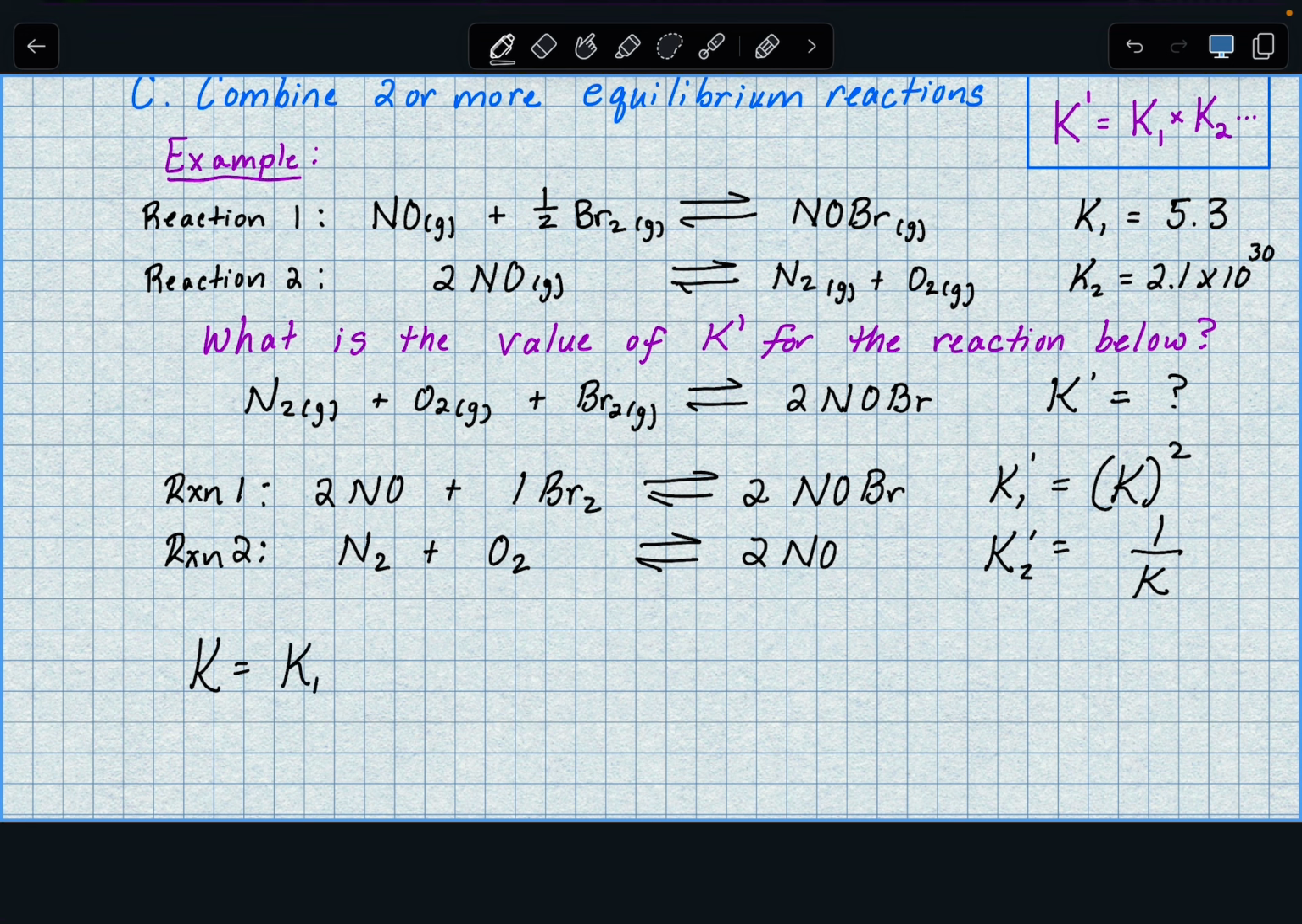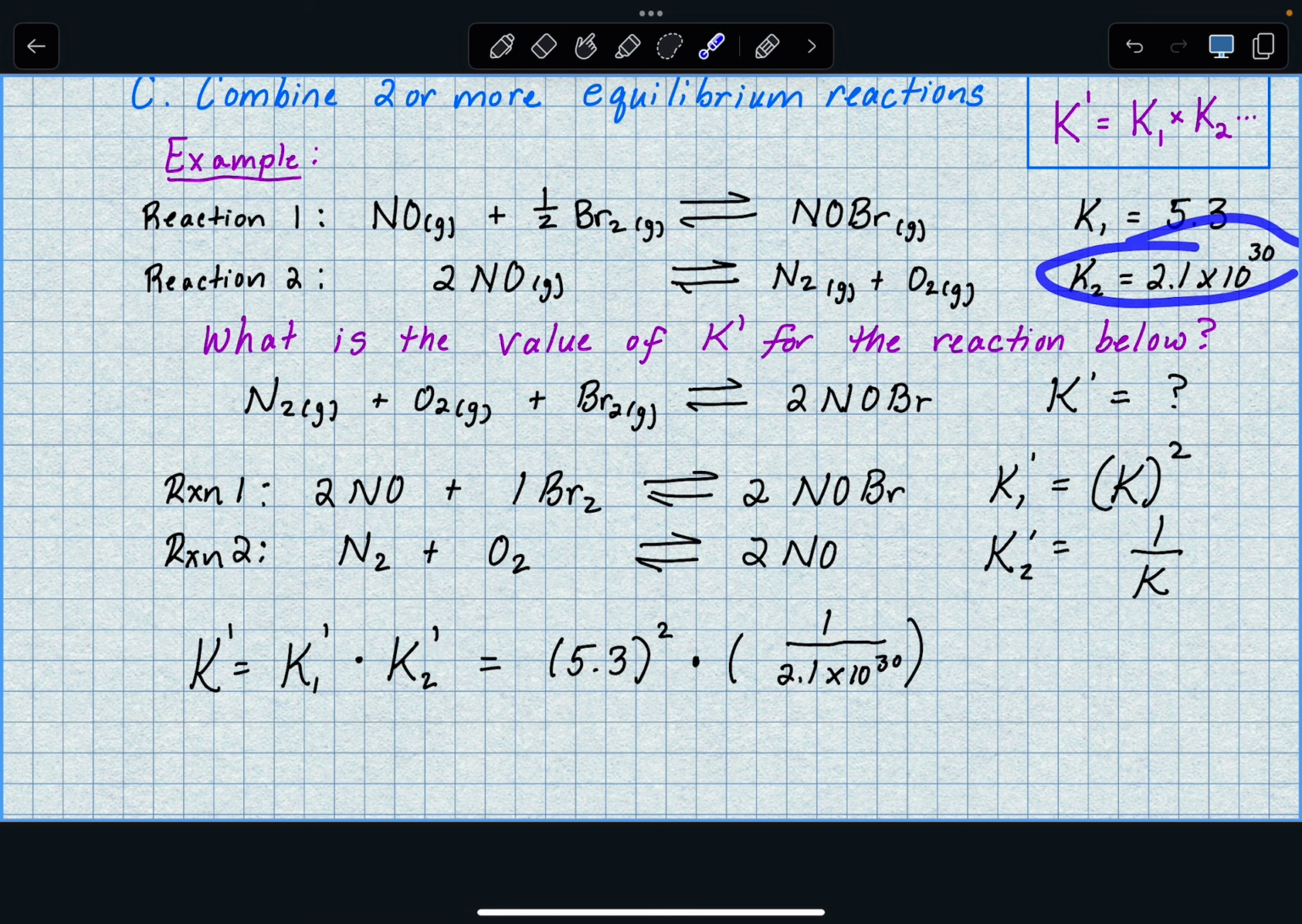So what we're going to do then to find our new overall K is we have to take our K1, what we did to it, and then K2. And what I did to those is I took the 5.3, oops, 5.3, got excited about the decimal place there, I guess. All right, so that's this one, okay? But then I took that and I squared it because I multiplied the coefficients by 2. And then the other one, I reversed it, so I'm going to take that and 2.1 times 10 to the 30th. That is a very large K value.